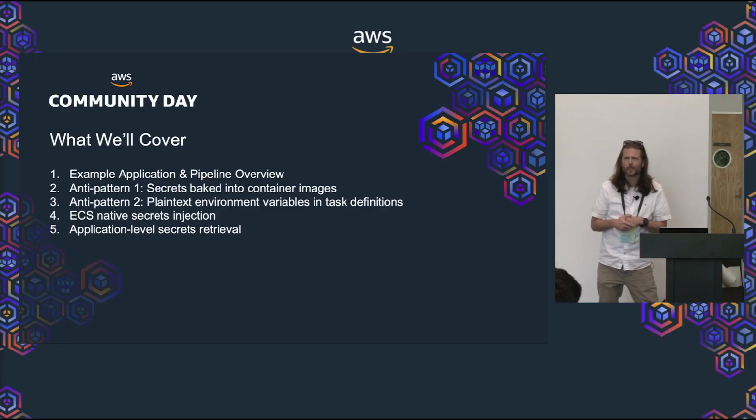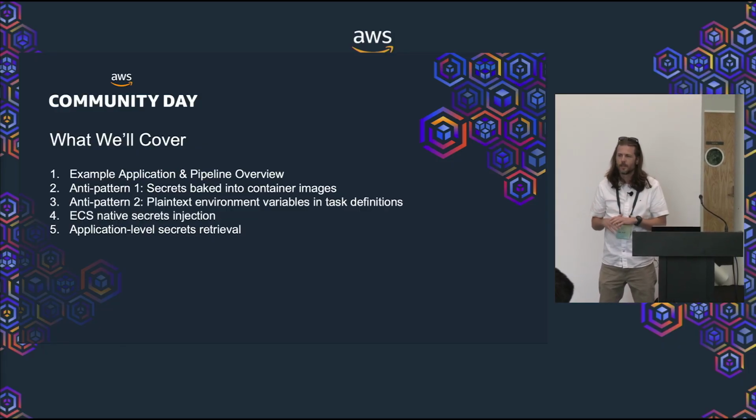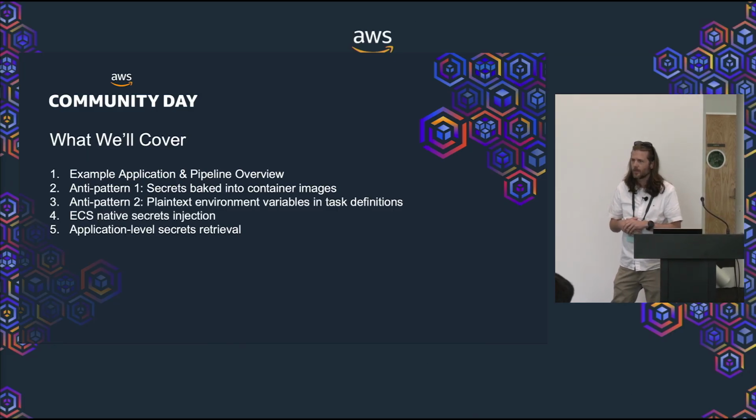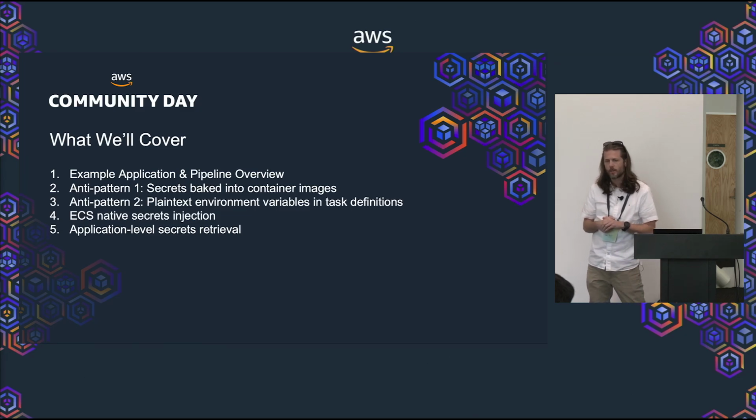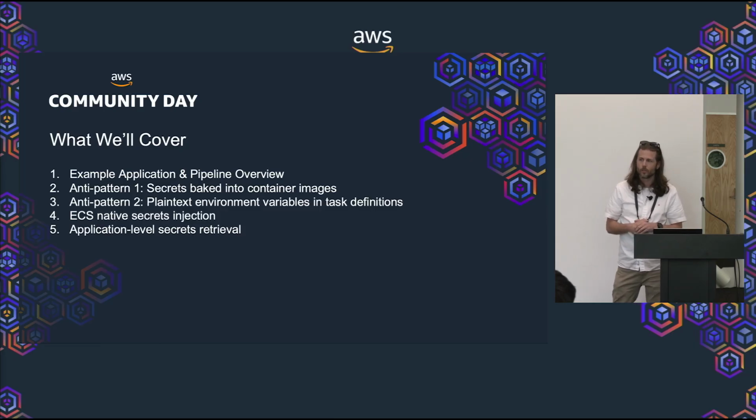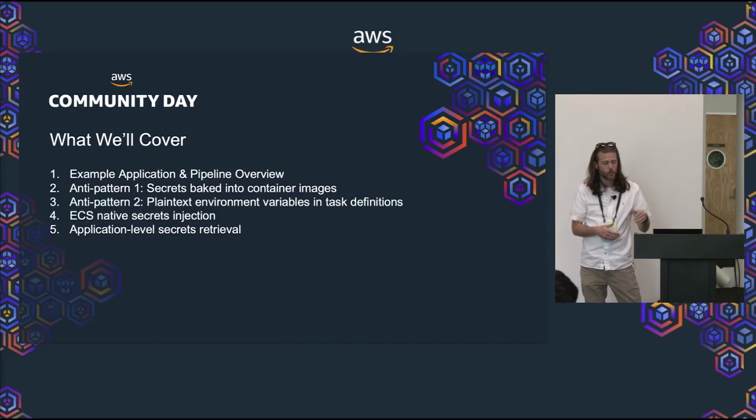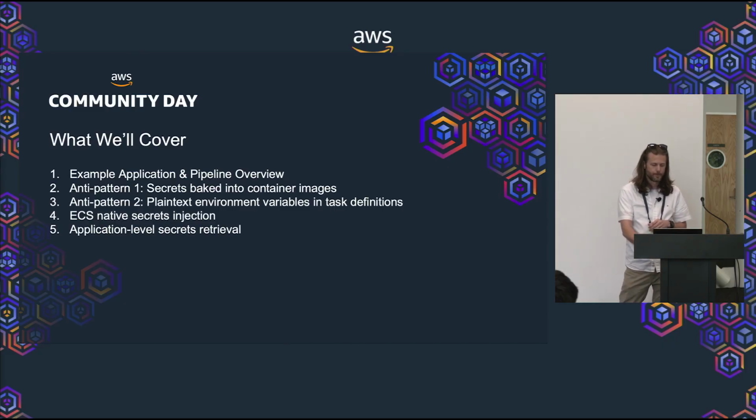We're going to start by going over an example application and deployment pipeline. Very simple, just to have some shared context as we talk through these patterns. Then I'll go over two anti-patterns, certainly ways that most people are not sharing secrets with containers, but some people are. Then I'll look at two patterns that are recommended and the trade-offs between them, because there's not always a clear, do this every time solution.